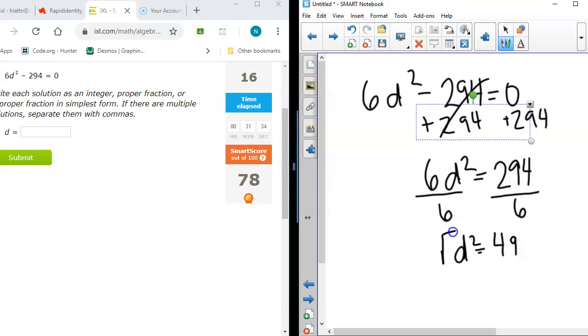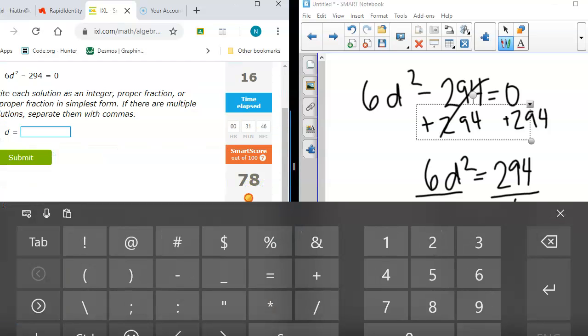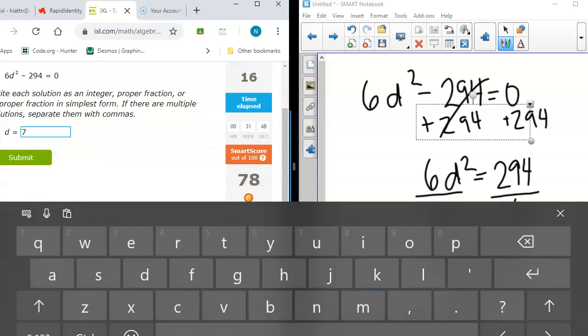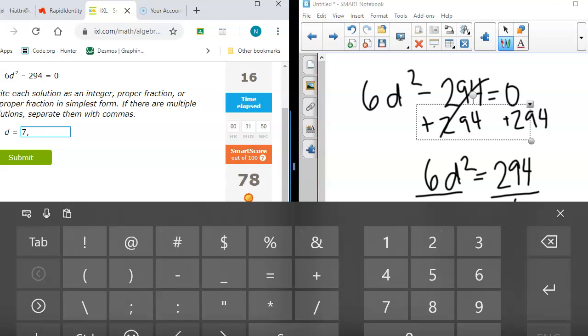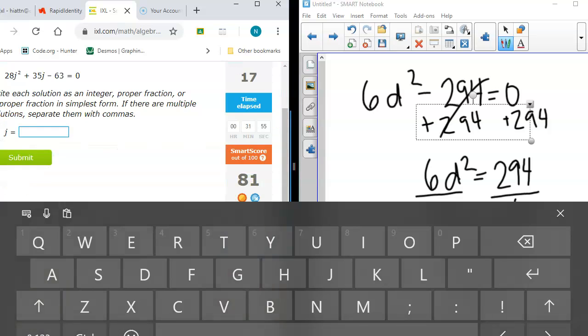And then if I take the square root of both sides, then I'm going to get d equals, remember we got to put a plus or minus 7 right here. And so when I type in the answers, I have to type in 7, comma, -7. So +7 and -7. And that gets us the answer. And so you could continue on here. They are going to get more difficult as you go.